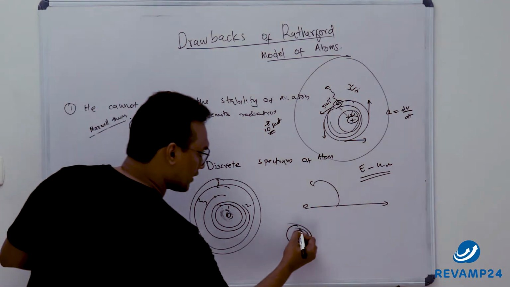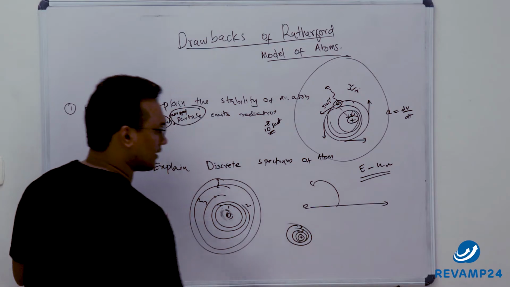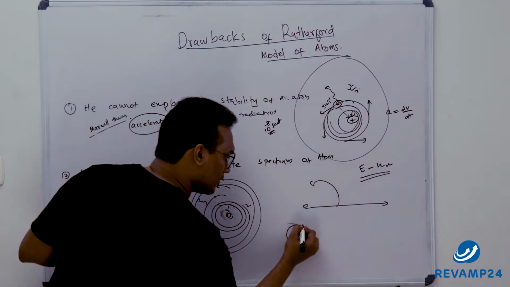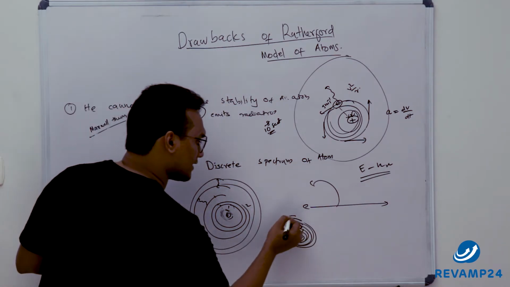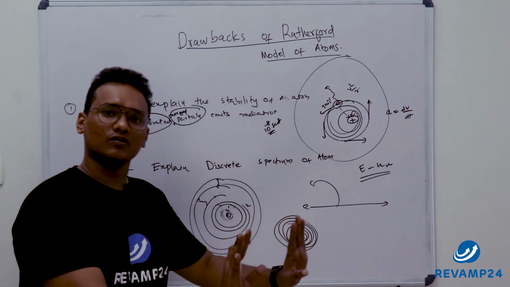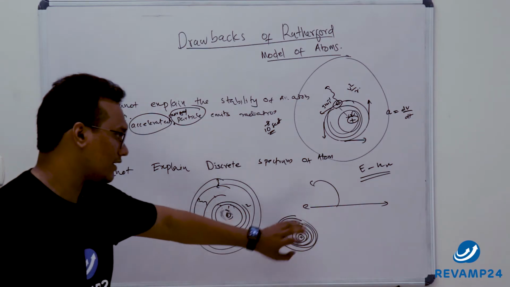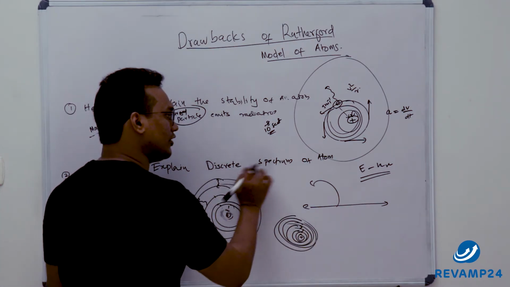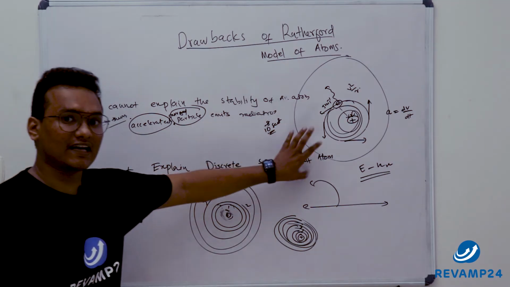Now how to move from here to here? By accepting energy. Even if it is getting a small energy increment, it will go to a higher orbit. Now the electron can revolve anywhere around the nucleus as per the Rutherford model. If that is true, then we can expect a continuous spectra. But actually when we analyze the spectrum, it is a discrete spectra.